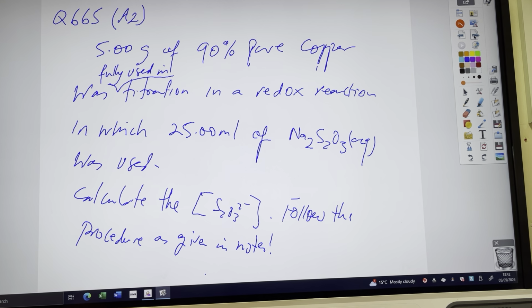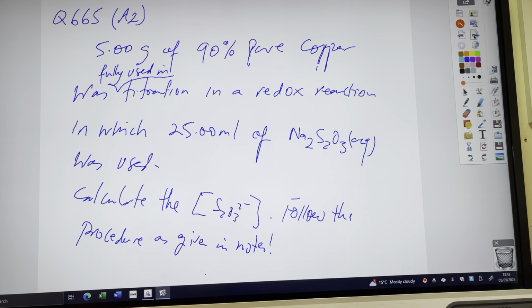Then the solution will turn brown because it produces iodine, and you get a white precipitate because you produce copper(I) iodide. And then it is iodine that you titrate against thiosulfate. Towards the end, as thiosulfate is removing iodine more and more, the solution becomes paler and paler, and towards the end you add a few drops of starch to identify presence of iodine. This procedure is usually the same for all the questions that you are given.